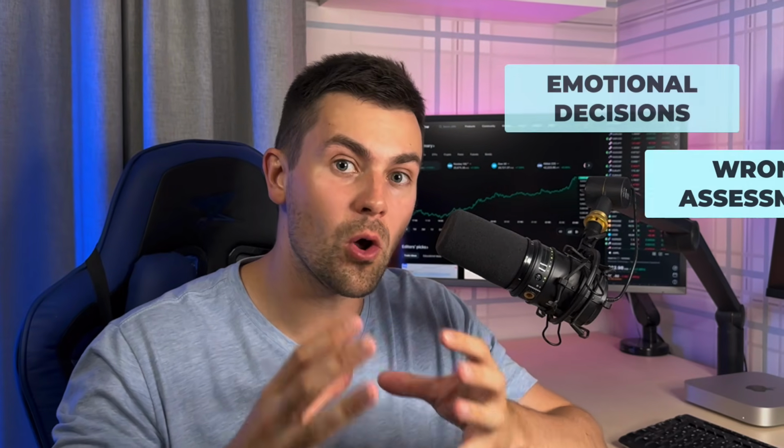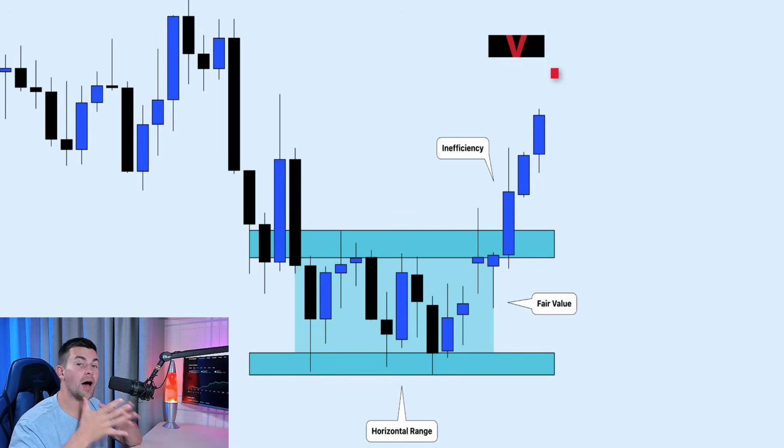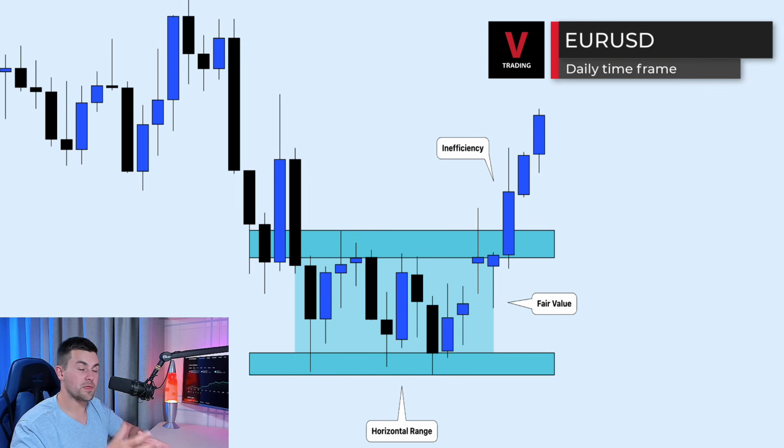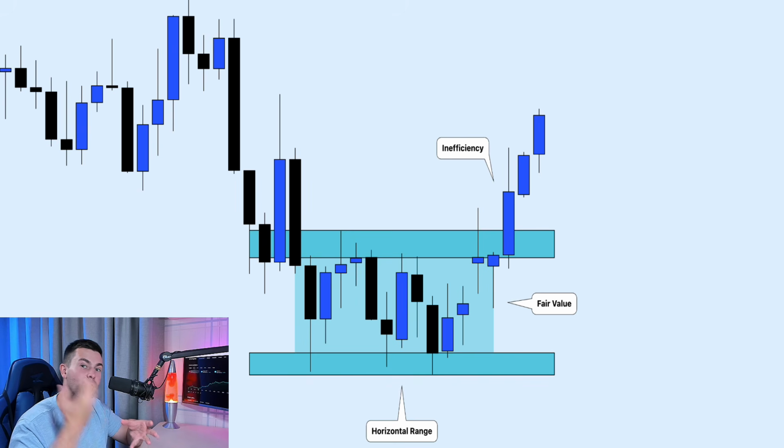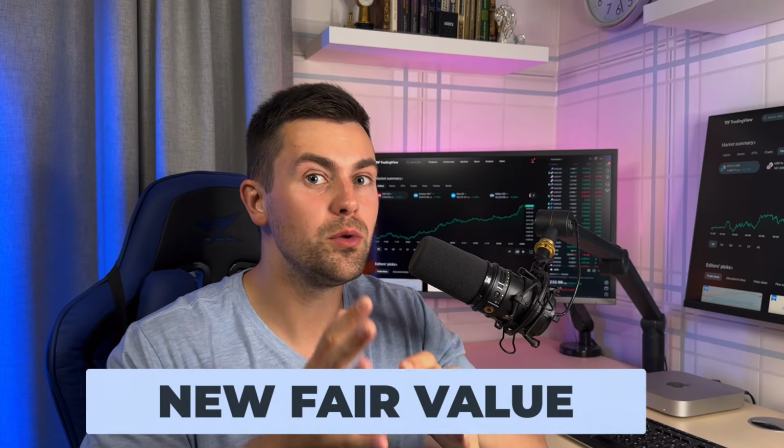Please also note that the human factor can also cause market inefficiency. Examples of such inefficiencies can be emotional decisions and wrong assessment of the market fair value. After consolidating for almost a month within a horizontal range, euro dollar bounced rapidly after the release of surprisingly positive fundamental news. The breakout of the resistance of the range was an example of the inefficiency, and after that the market started to grow rapidly and look for a new fair value. As the market participants assess the new data, the price strives to find a new fair value.